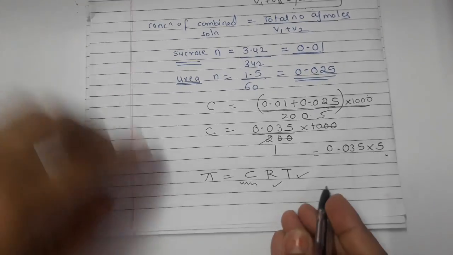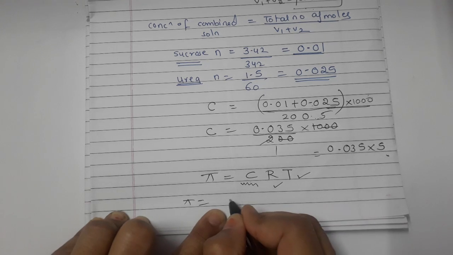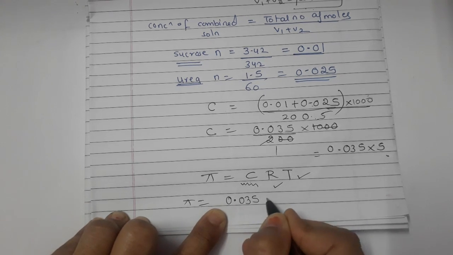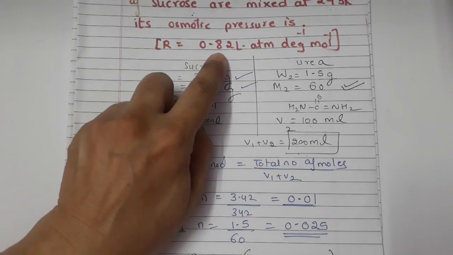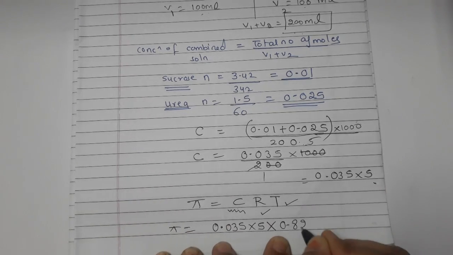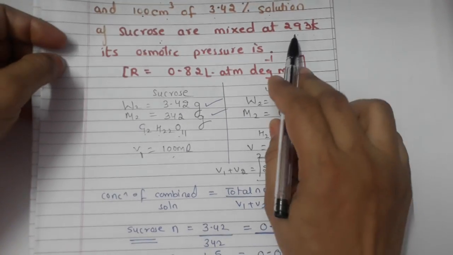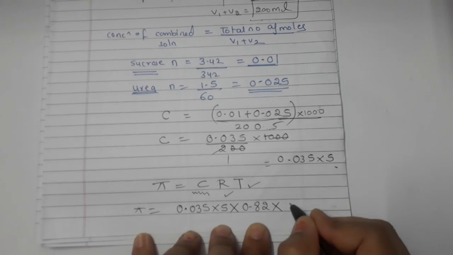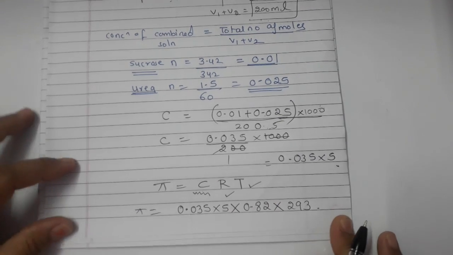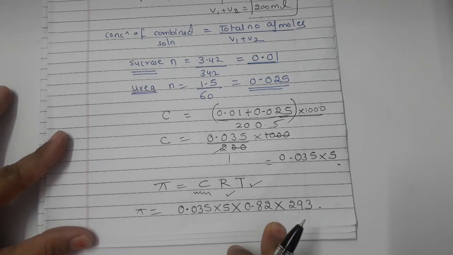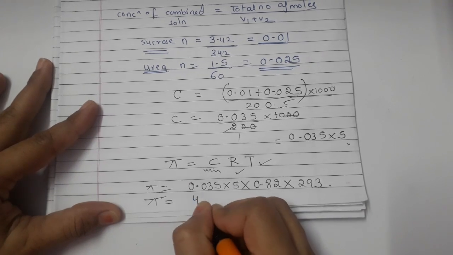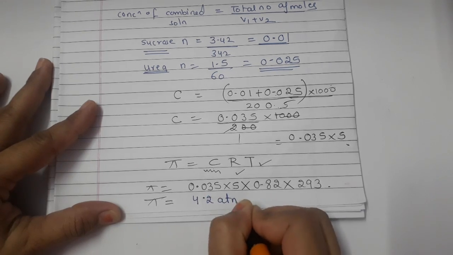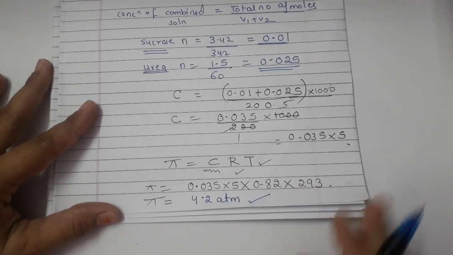Now pi is equal to concentration, which we know, 0.035 into 5. R value is given, 0.82, and temperature is also given, it is 293. Now pause the video and solve this and see what answer you get. When you solve this, you will get the answer 4.2 atm, that is 4.2 atmosphere.